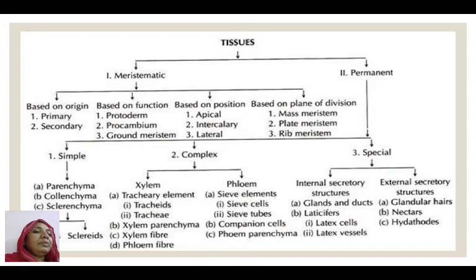As we know from this flow chart, the permanent tissues are classified into three types: simple tissues, complex tissues and special tissues, which are also called secretory tissues. The simple tissue is classified into three types: parenchyma, collenchyma and sclerenchyma. The complex tissue, which is conducting tissue, is categorized into xylem and phloem. The secretory tissues, on the basis of their position, are external and internal secretory tissues.